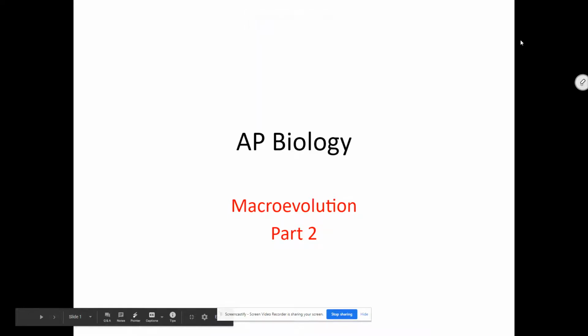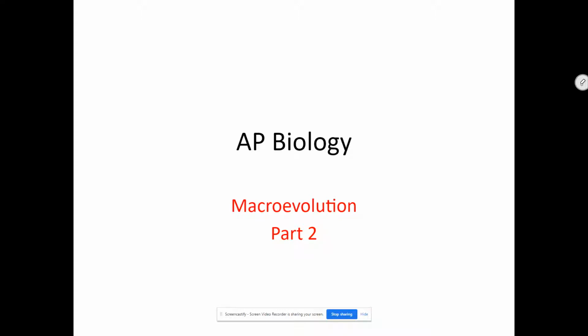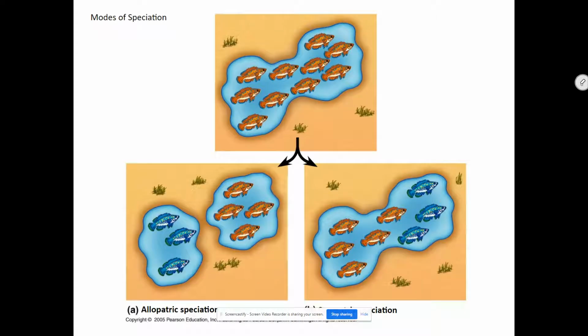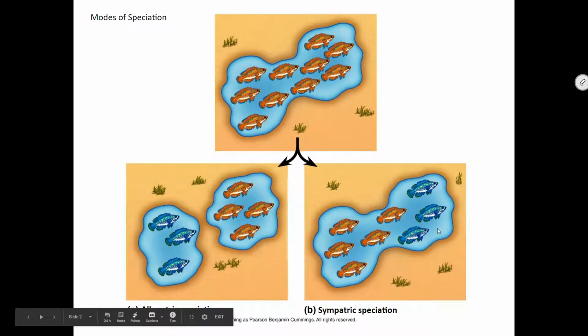All right, so in this video, we're going to continue talking about macroevolution and even specifically talking about speciation, as we are going to look at a couple other words that can be used to be more specific with that word. And so we're going to use these two words here for modes of speciation at the bottom: allopatric speciation, and sympatric speciation. Allo means different, sym means same.